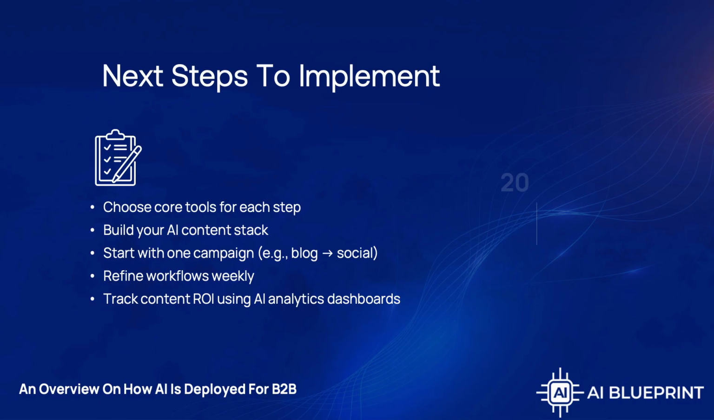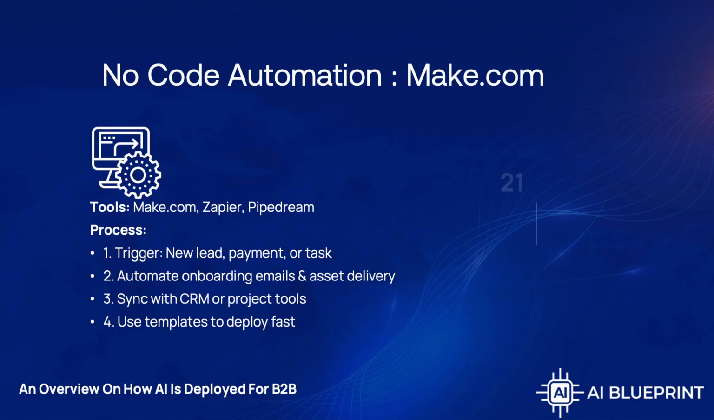So start with one campaign, which could be a blog that you then send over to a social media campaign. Refine workflows weekly. Track content ROI using AI analytics and dashboards.